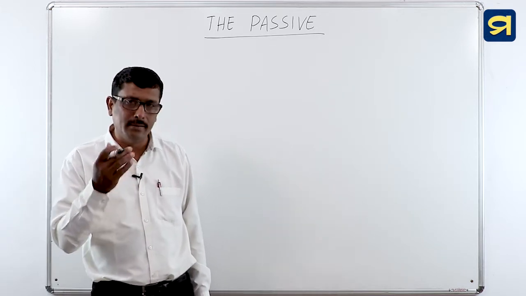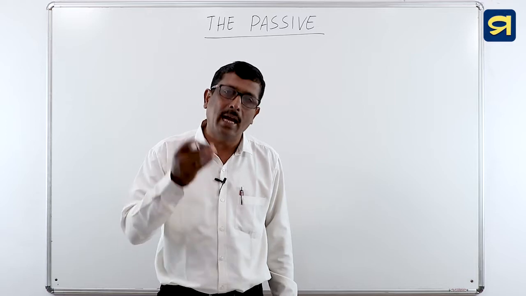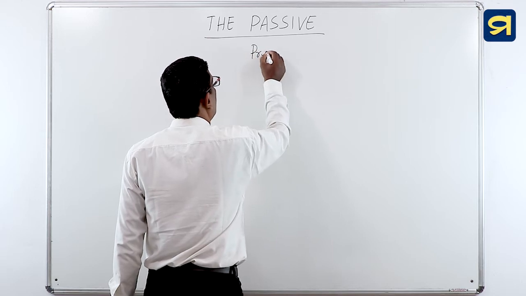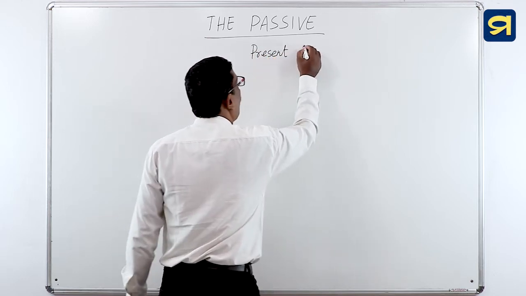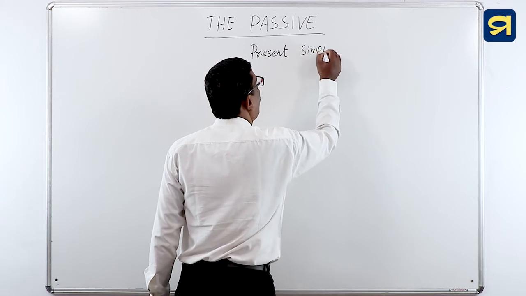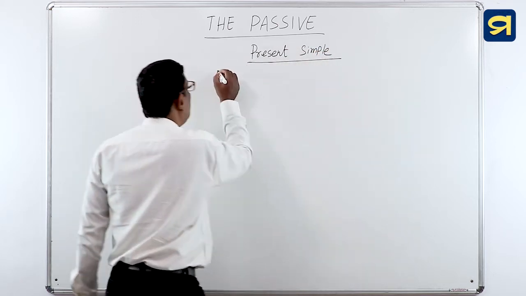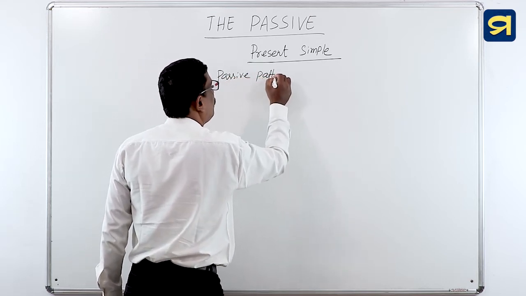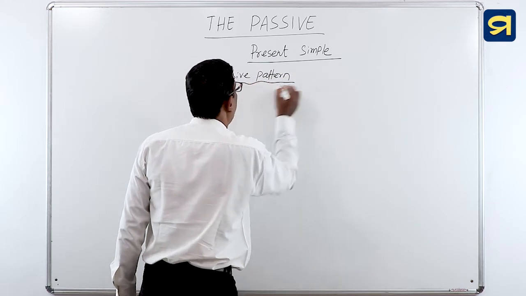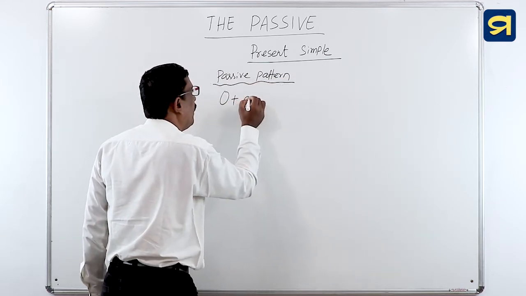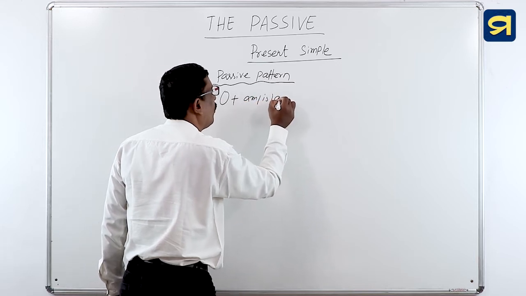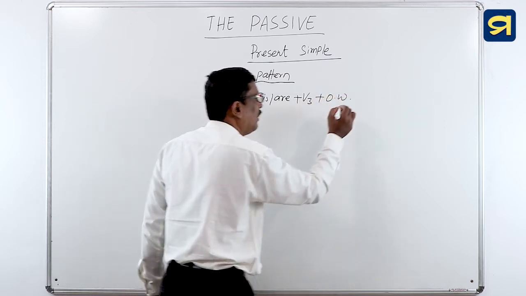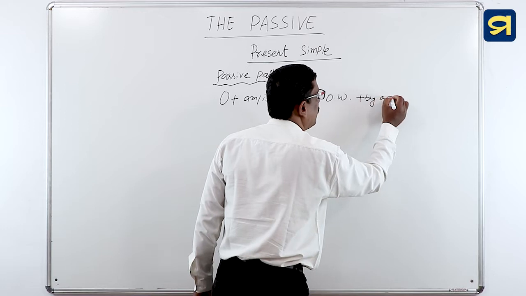Children, as you know tenses, we will change the voice accordingly. First, we will discuss simple present or present simple, and the passive pattern of the present simple tense. The passive pattern is object followed by either am, is or are, then V3 followed by other words, then by agent.